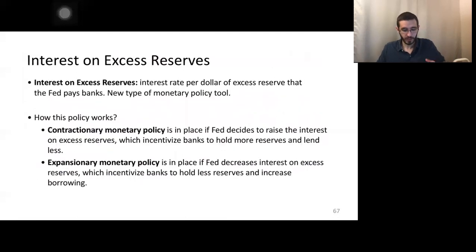Okay. So the idea behind the interest on excess reserves is that during a contractionary policy, they can increase the interest on excess reserves, disincentivizing banks from giving out more loans and keeping more reserves in their vaults, right? On expansionary policy, they can lower it. They can say, hey, you're going to earn no interest on excess reserves. And if that's the case, then you're really incentivizing the banks to loan as much money as possible. Do not keep those reserves in the vaults, right?